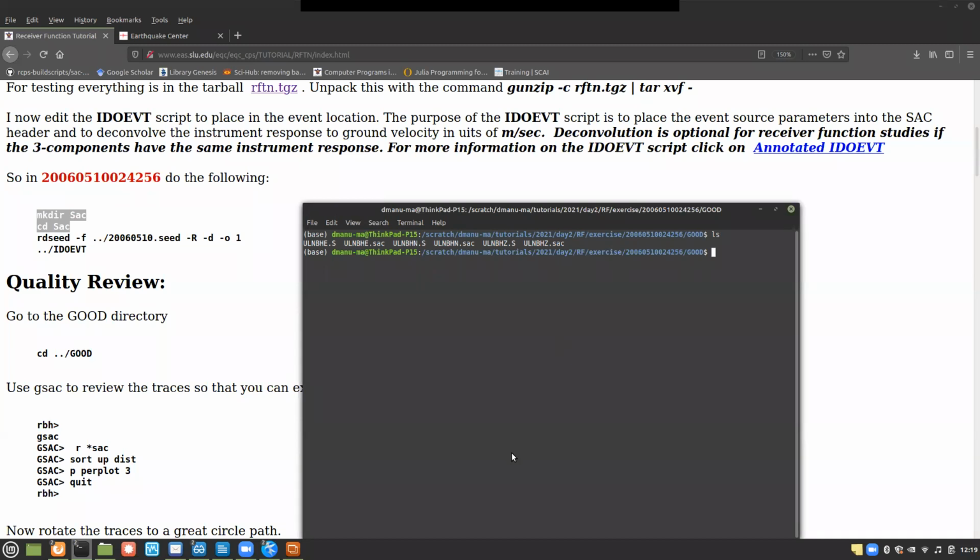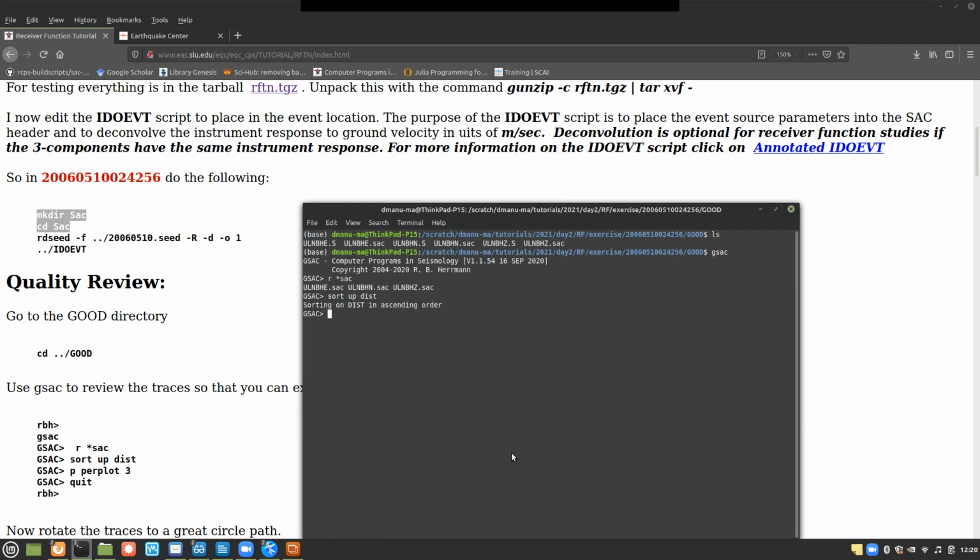We use a program GSAC, and there is also another program called SAC. So there is GSAC and then there is SAC you can download. If you are interested in doing these things, there is also Python, ObsPy, that does all these things. So people have really turned away from SAC anyway. Then we read the SAC files with this program, and then we sort by distance.